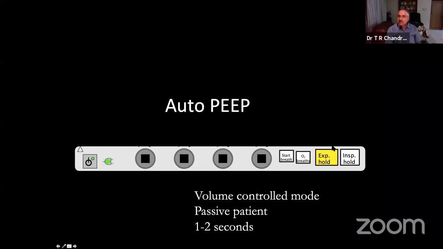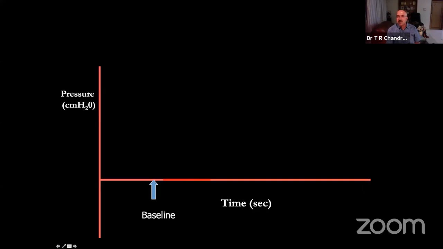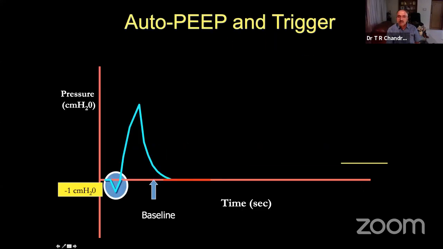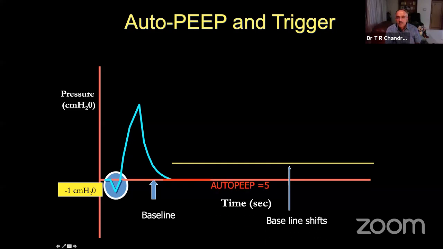So auto-PEEP: when you want to estimate auto-PEEP, you have to put an expiratory hold. So what is auto-PEEP? When the patient starts keeping too much volume in the lung because of obstruction or bronchospasm, air doesn't come out, and the pressure increases. So the baseline shifts. The lung starts operating from here, and you have put a trigger of -1 centimeter, and there is an auto-PEEP of 5 centimeters.